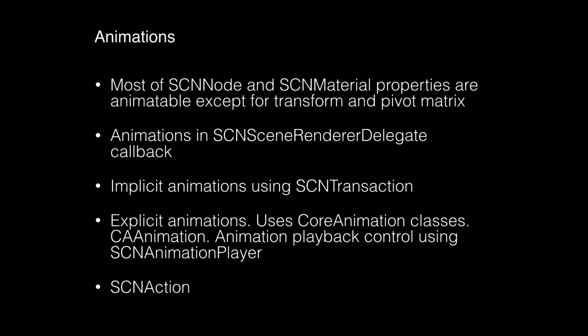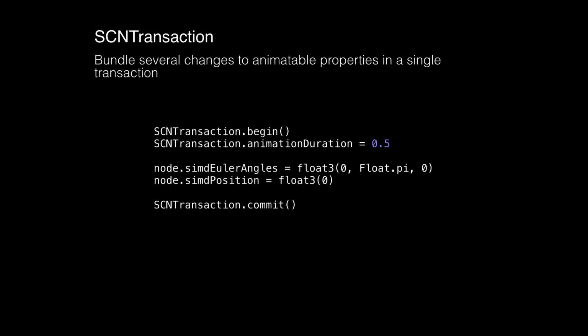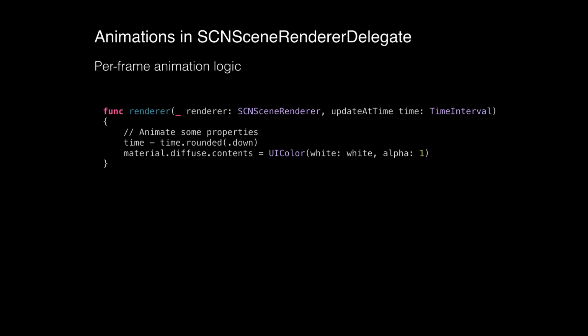Actually, every change to a parameter in SceneKit is wrapped in an SCNTransaction implicitly, and a developer can also create nested SCNTransactions explicitly. Also, as SceneKit uses the standard Core Animation classes for its animation, playback is controlled using SCNAnimationPlayer. This is an example of using an SCNTransaction block which bundles changes to two parameters at the same time. This is an example of per frame animation.